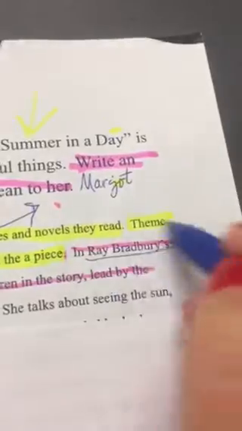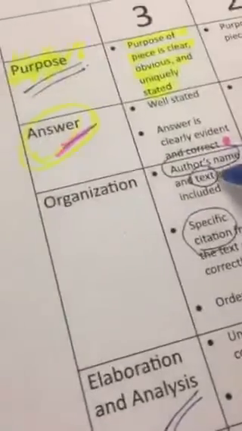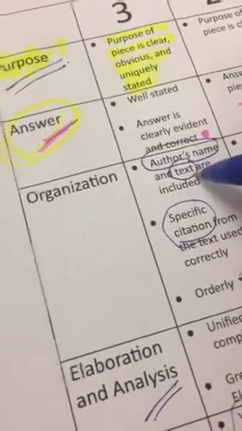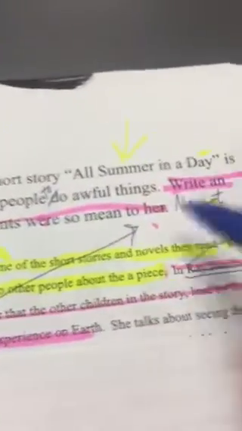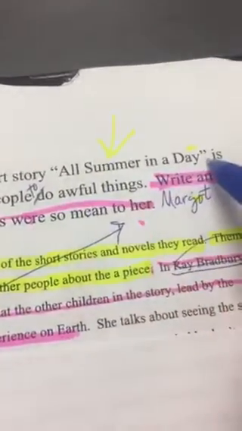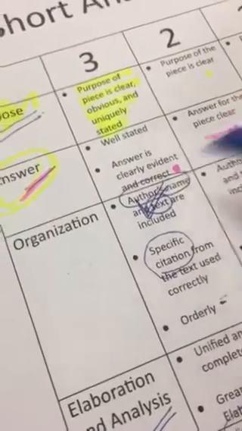Look, it's right here. If you're like, I don't know how to spell it, it's probably always going to be in some kind of prompt. And notice, is the text in there? Let's see. Here it is, All Summer and a Day. Notice, I just copied it right there. You already have this section of this part of the rubric complete. I'm going to talk about this in a minute.